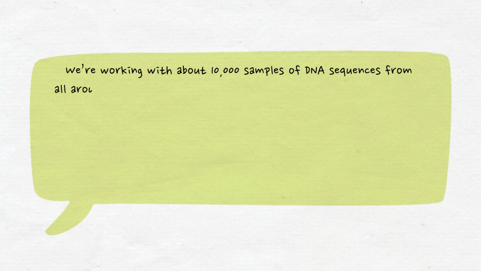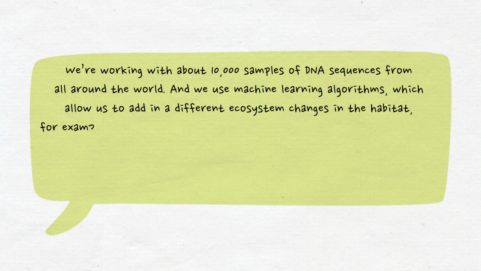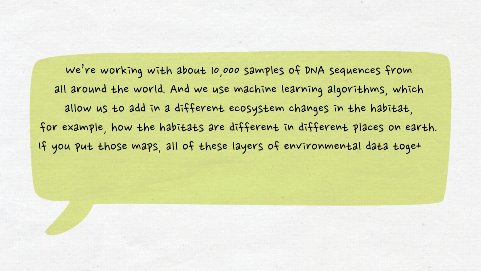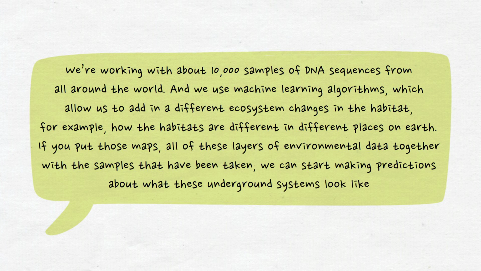Right now we're working with about 10,000 samples of DNA sequences from all around the world. We use machine learning algorithms, which allow us to add in different ecosystem changes in the habitat, for example, how the habitats differ in different places on Earth. If you put all of these layers of environmental data together with the samples that have been taken, we can start making predictions about what these underground systems look like.